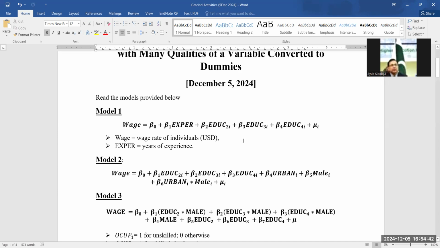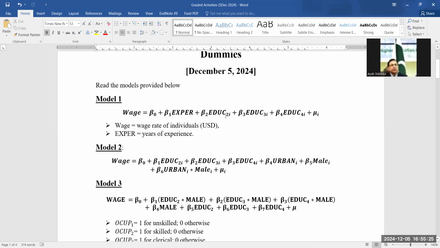The models are basically a mix of dummy variables and quantitative variables, on both sides. For example, in model one, experience is the quantitative variable, wage is the quantitative variable, and educations are of different categories. For example, EDUC2 indicates the higher secondary school level of education. The other education categories are then assigned as zero. The education category 3 is of the graduation level. Education category 4 is for MSc and the higher level. Education category 1 is used as a reference category.